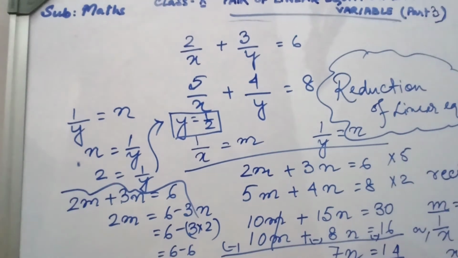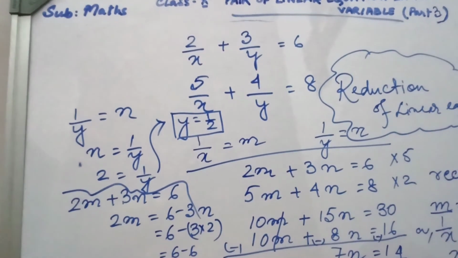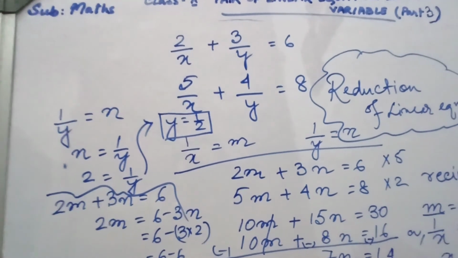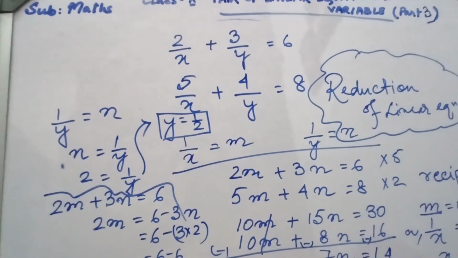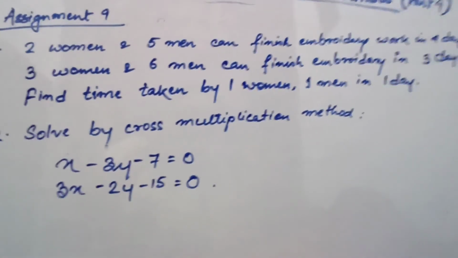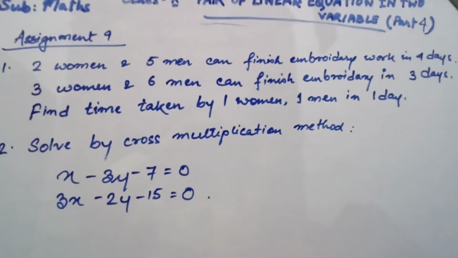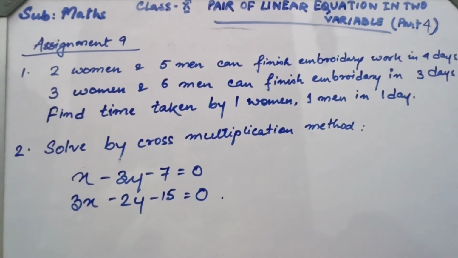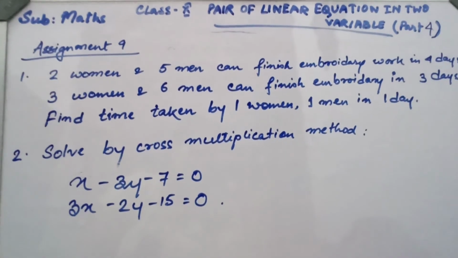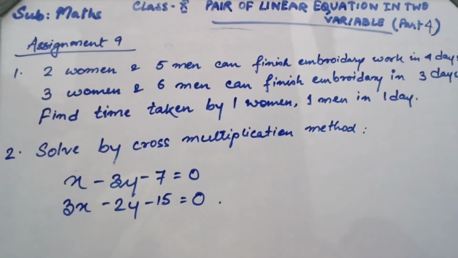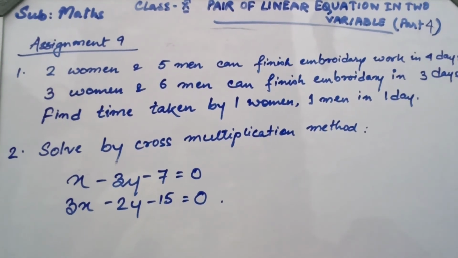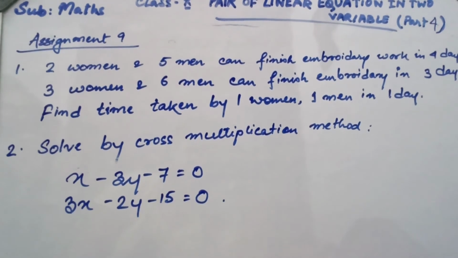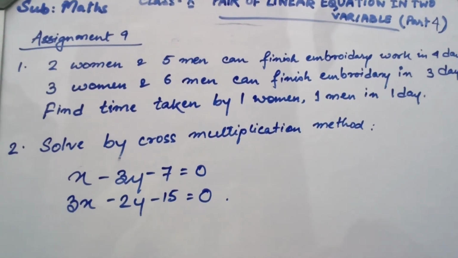Okay, I'll give you one assignment and we'll move on to the next chapter then. Let's see what is there for assignment today. So this is your assignment 9. 2 women and 5 men can finish embroidery work in 4 days, and 3 women and 6 men can finish embroidery work in 3 days. Find the time taken by 1 woman, 1 man in 1 day.